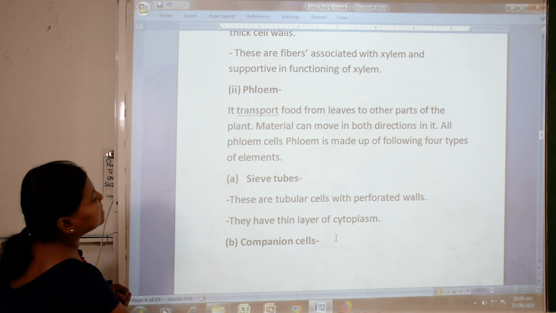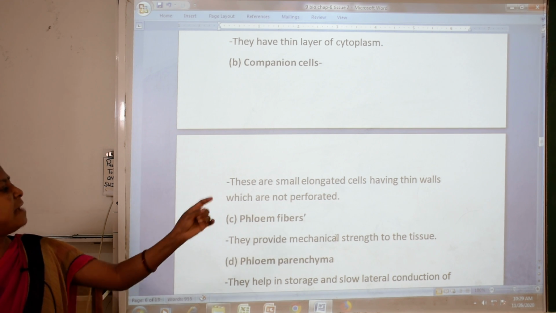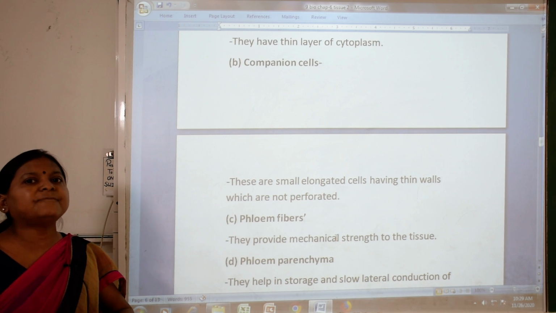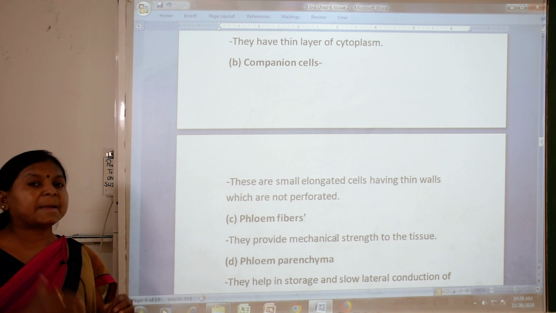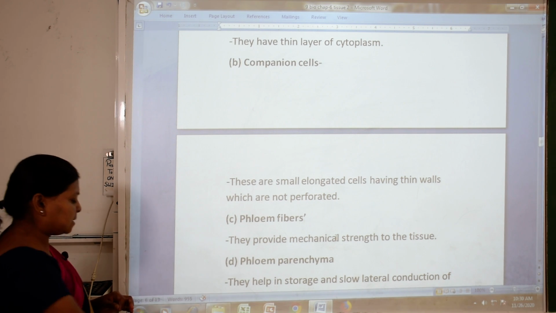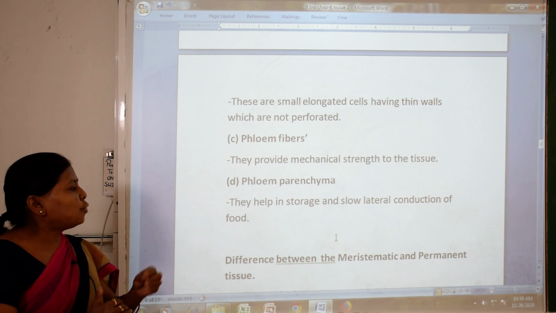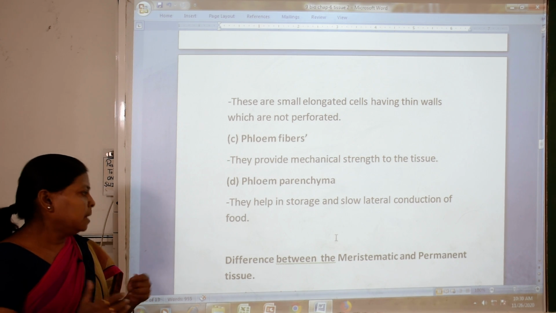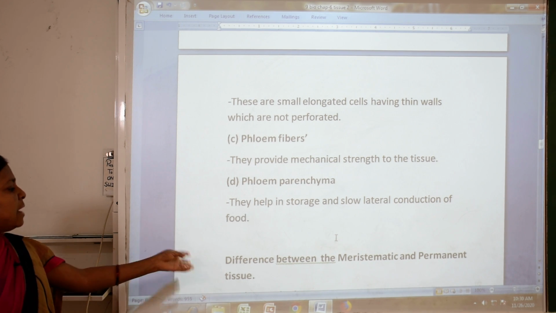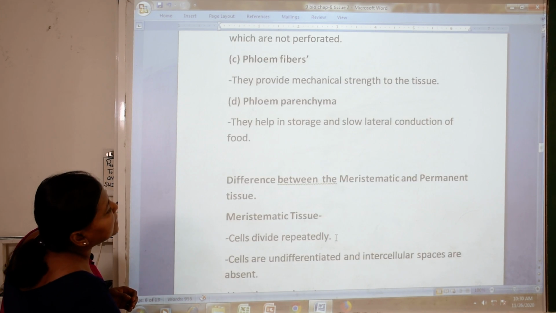The second one is the companion cell. These are small elongated cells having thin walls which are not perforated. Third is phloem fibers. They provide mechanical strength to the tissue. Next is phloem parenchyma. They help in the storage and slow lateral conduction of food. Now, earlier we studied about meristematic tissue. So we are going to study here the differences between meristematic and permanent tissue.